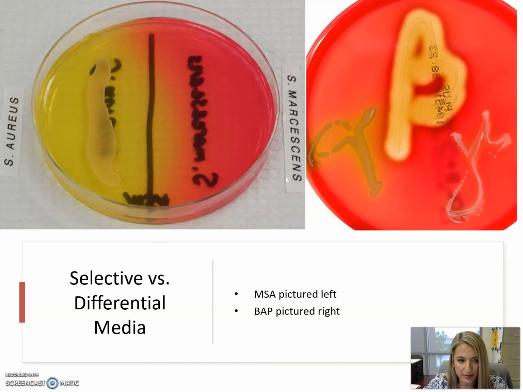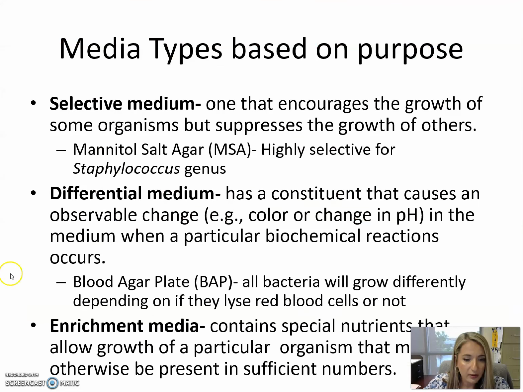But the main thing to understand is that in selective plates, you're going to be inhibiting the growth of some bacteria while encouraging the growth of others. So there's an inhibitory process. With differential media, there's no inhibitory process. If you put any type of bacteria in a differential plate, it's going to grow.